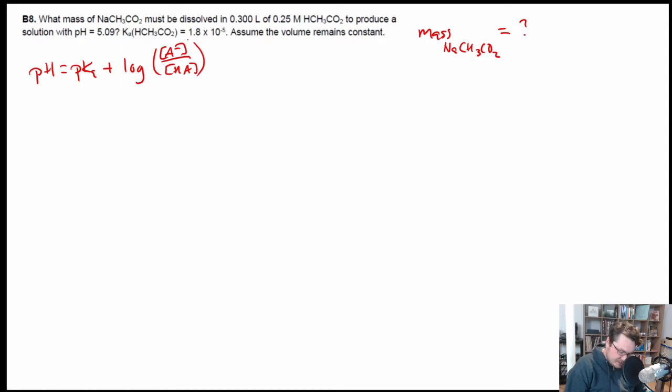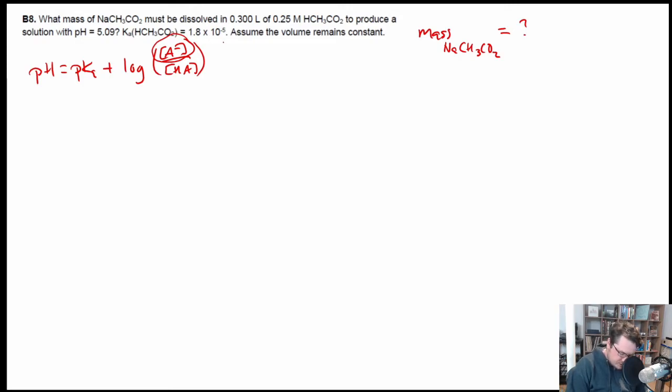So the first thing that we need to calculate is what concentration of A- we need to have, because that's going to tell us what's going on. The easiest, because we know what the pH is, that's 5.09. The pKa we can calculate because we're given the Ka. And we know what the concentration of HA is. So we just have to essentially back calculate our way to what the concentration of A- is. Once we know the concentration of A-, we can calculate how many moles we need. Once we know how many moles we need, we can calculate how many grams we need. So it's just a small step process.